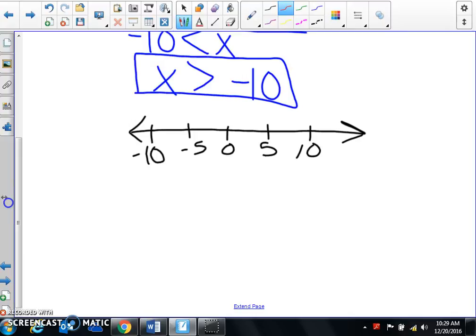Okay, I'm going to go to negative 10. It's open because there's not that blocker. And then I follow the inequality. So it goes this way.